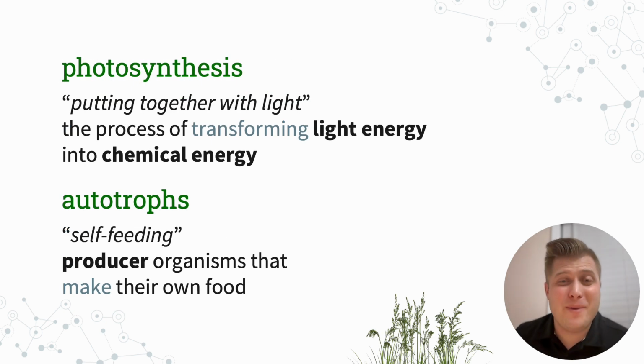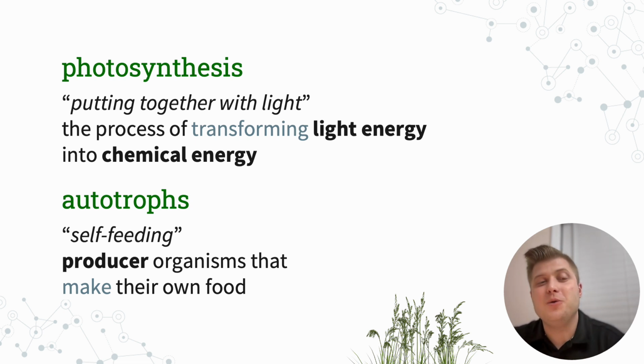Reminding ourselves of where we've been. Photosynthesis. Where is all this energy coming from? Well, we're getting energy from sunlight. Plants are capturing that, and they're turning that sunlight energy, capturing it, as glucose. We call these organisms autotrophs. They are self-feeding. They are the producer organisms.